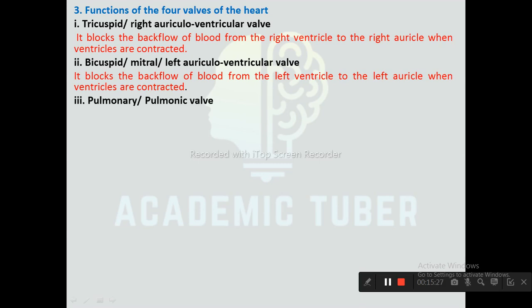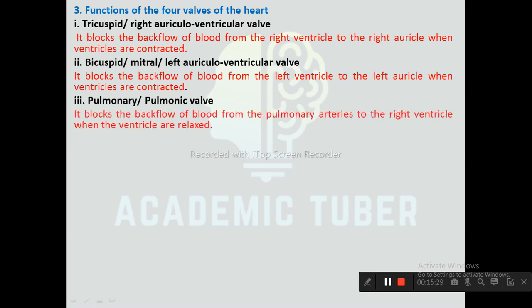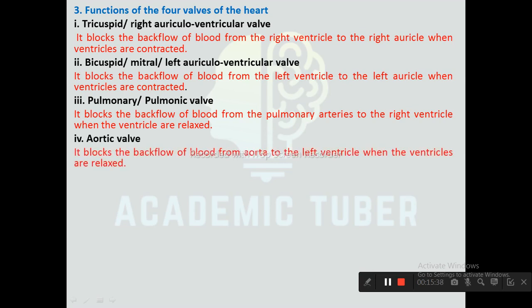Third one is pulmonary or pulmonic valve. It blocks the backflow of blood from the pulmonary artery to the right ventricle when the ventricles are relaxed. And aortic valve blocks the backflow of blood from the aorta to the left ventricle when the ventricles are relaxed.